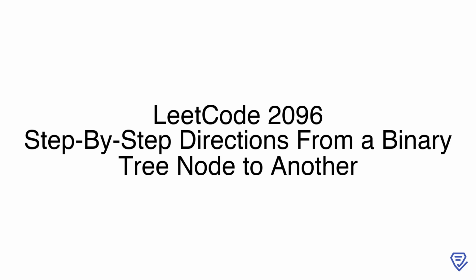Welcome to this walkthrough of LeetCode problem number 2096, step-by-step directions from a binary tree node to another. In this problem, we'll explore how to determine the shortest path between two nodes in a binary tree, represented with directional steps using U, L, and R. Let's dive in and break down the solution step by step.